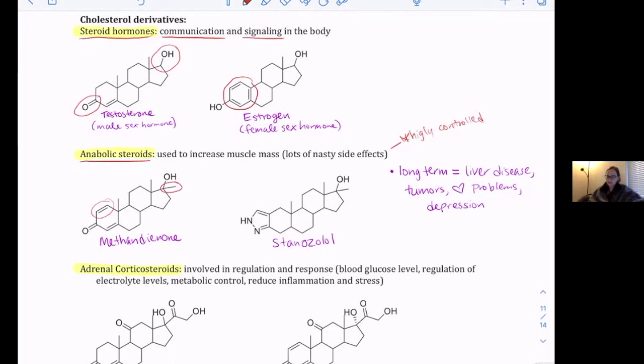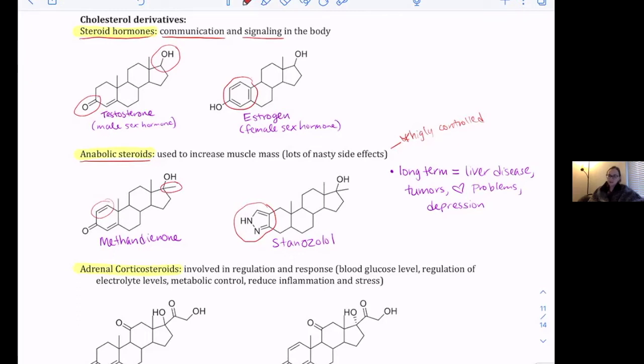Additionally, I'm going to try and pronounce this, but I apologize in advance. It's stanozolol, this steroid here, which is very unique in that it has this heterocycle, a nitrogen ring off the edge of it, which is also an anabolic steroid and tells your body to increase muscle mass.